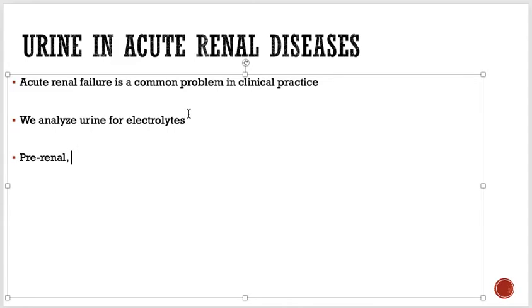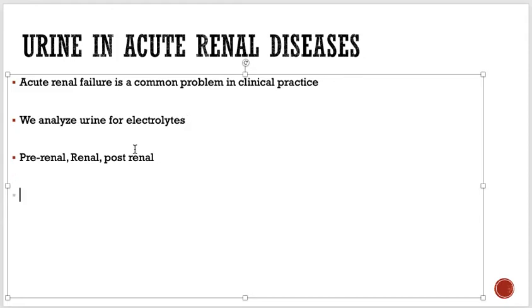Or for example, someone has taken too many drugs like NSAIDs, which is damaging the kidney or causing acute tubular necrosis. It means that drug is damaging the tubules of the kidney. We call it acute tubular necrosis, or you can say this is a renal type of acute kidney injury. And there could be post-renal injuries as well. Okay, so there are three types.